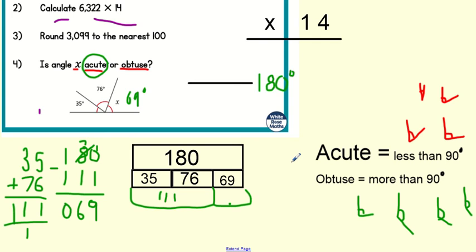Now, don't worry, Year 6, if that's a little bit confusing. We haven't done much work on angles, but it's something that we're going to do together in the future. I know that you'll be familiar with acute and obtuse, and even if you can't quite remember what they mean, you'll look at this and go, oh yes, I know those words.